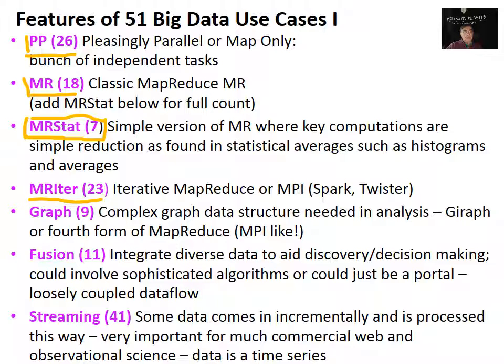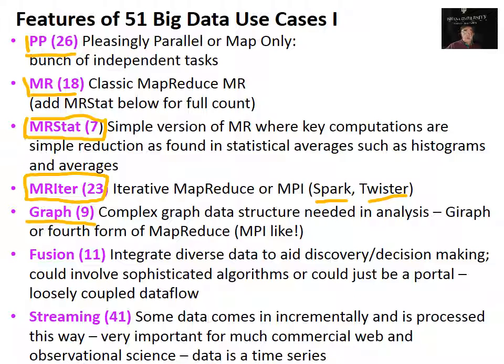There's an important type of MapReduce called iterative MapReduce, which you see when you have sophisticated data analytics requiring in-memory caching to get good performance. The Apache system Spark and the Indiana University system Twister and Harp are of that type. Graph processing is important, and we found 9 of them. So this, by the way, is the number out of 51. So we have 9 graph, 23 iterative MapReduce, 7 statistics MapReduce, 18 ordinary MapReduce, 26 pleasingly parallel.